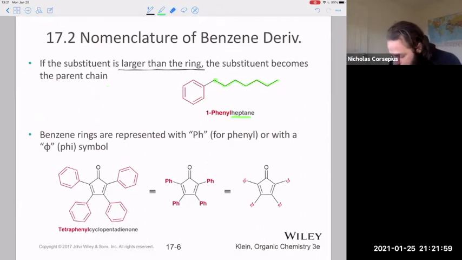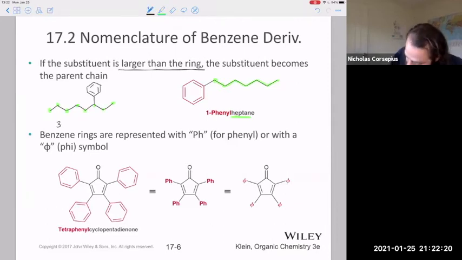Just to do another example here, let's say that we had something like this, where we have 1, 2, 3, 4, 5, 6, 7, 8 carbons. So this would be 3-phenyloctane, right? Because that phenyl group is on that 3rd carbon. Because benzene rings are so big, they're kind of a pain to draw all the time.